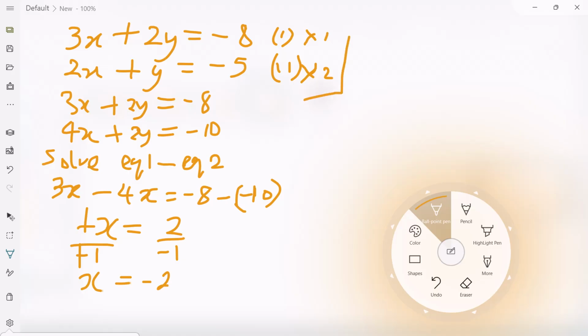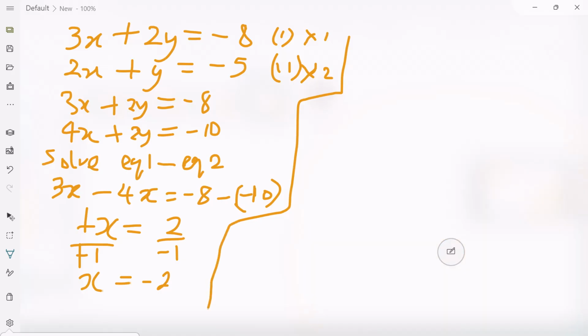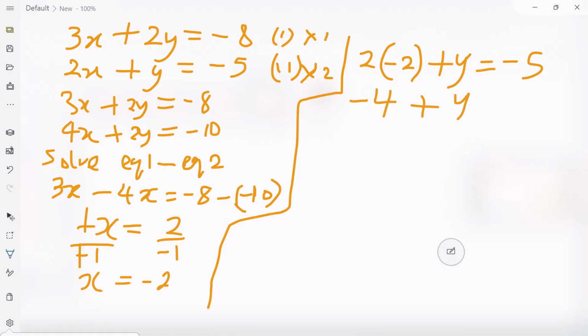Now I'm going to substitute my x into any of the two equations. So let me use the second equation, equation 2. Any place I find x, I will put minus 2 rather. So I have 2 into minus 2 plus y is equal to minus 5. 2 times minus 2, that's minus 4, plus y is equal to minus 5.